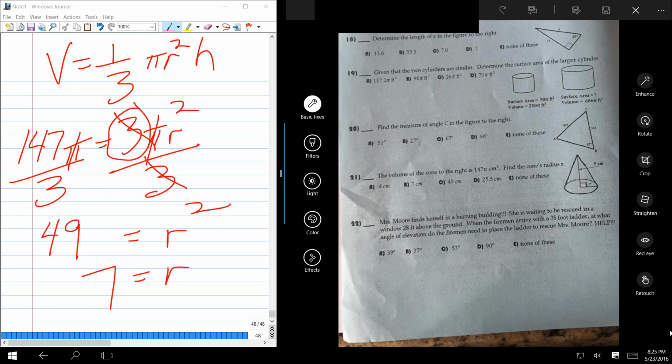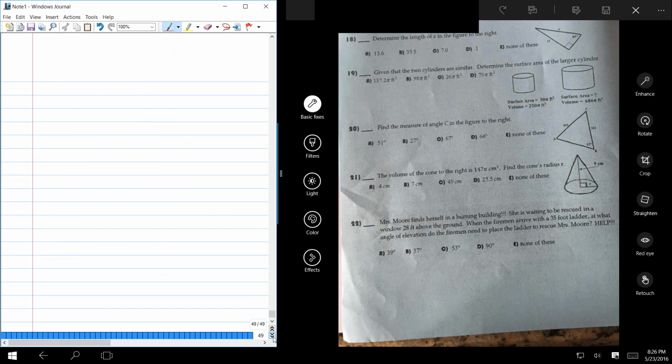He was waiting to be rescued in a window 28 feet above the ground. When the firemen arrived with a 35-foot ladder, at what angle of elevation did the firemen place the ladder to rescue her? Well, let's draw a picture. Always draw a picture. He's waiting 28 feet above the ground. They're going to come and lay a ladder so they can rescue her, which is 35 feet.